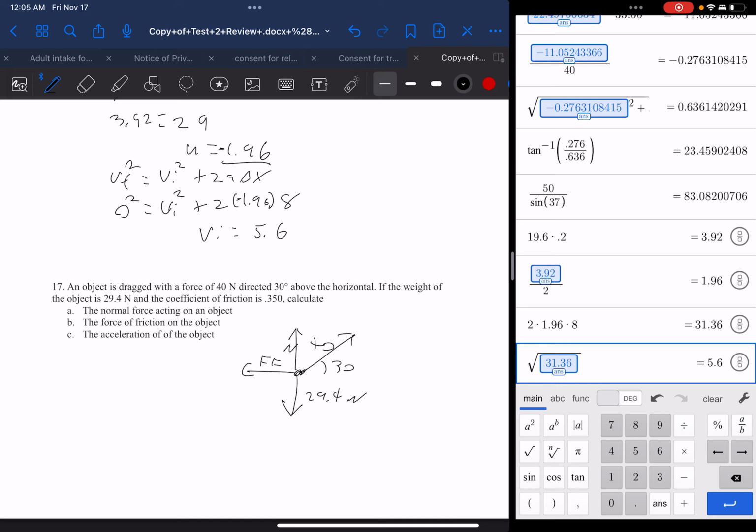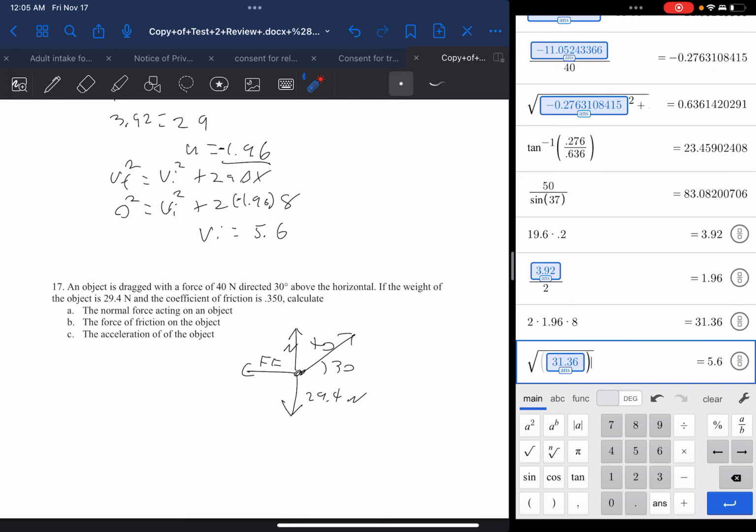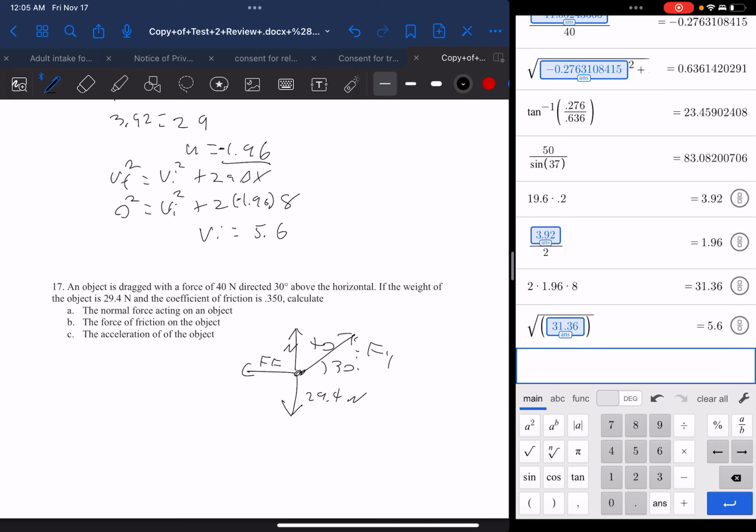So again, this is another equilibrium problem. The object is dragged along the surface. It's not going up or down, which means, once again, our up arrows have to equal our down arrows. This up arrow over here is Fy. We can find it by taking the y component, which is 40 times sine of 30, which is 20, which means that 29.4 has to equal 20 plus N, which means N has to equal 9.4.